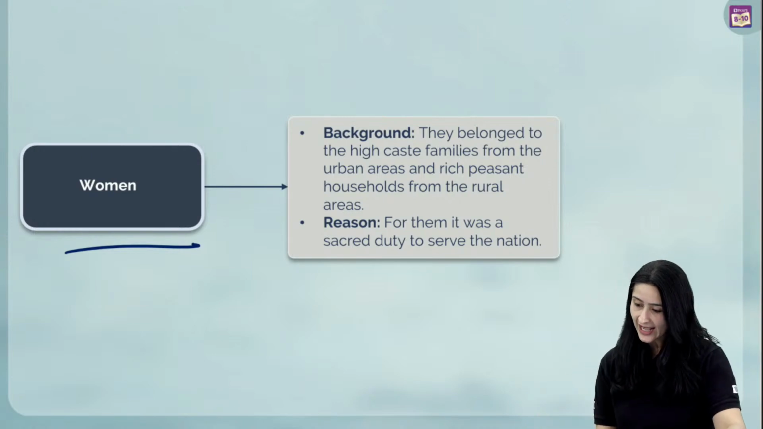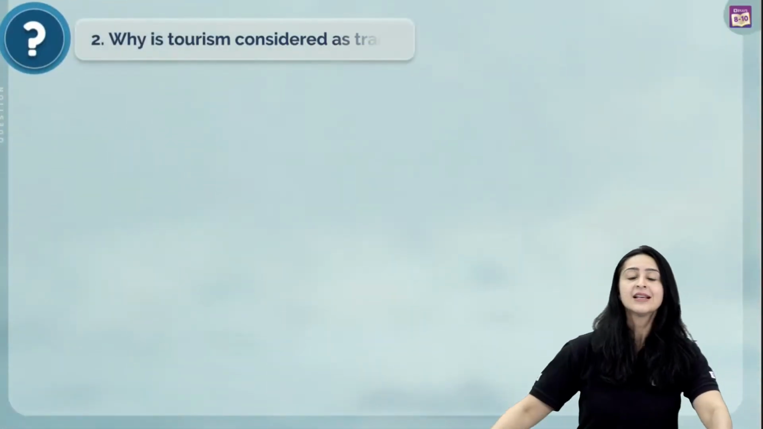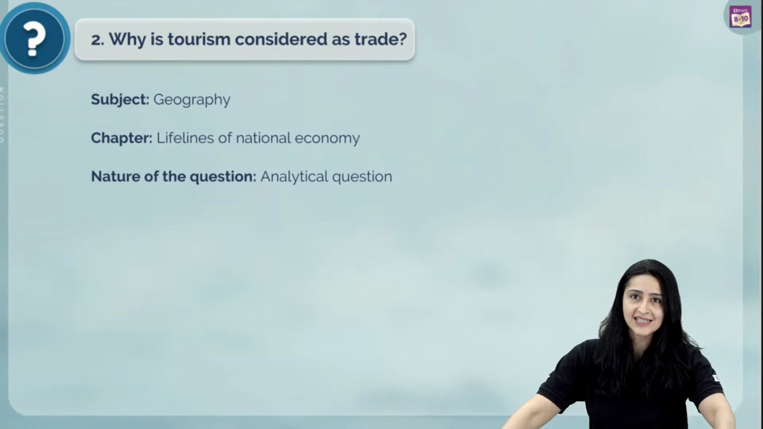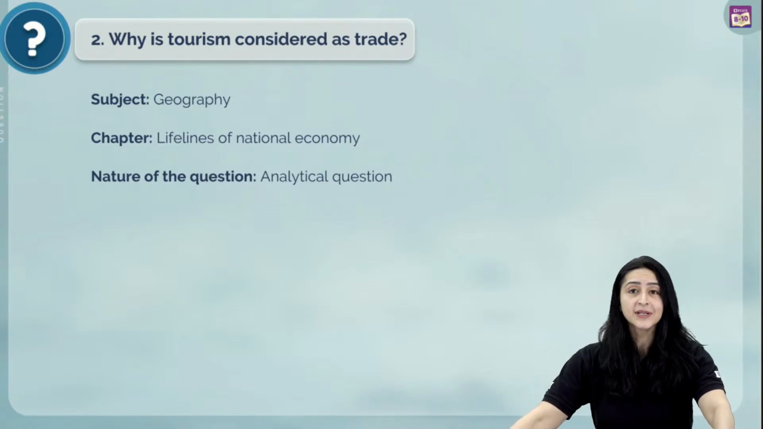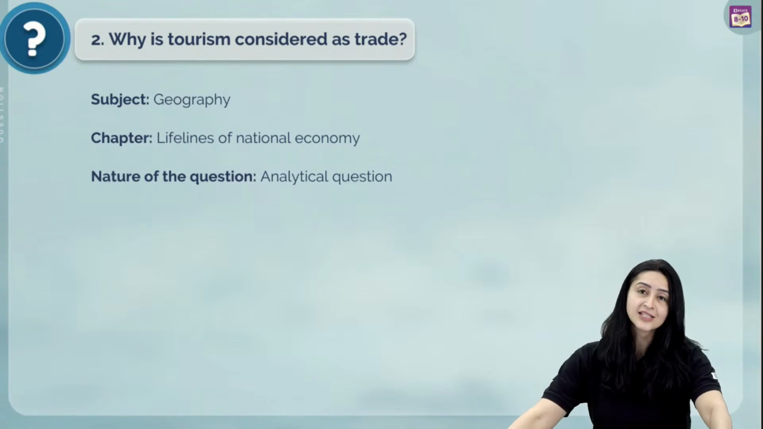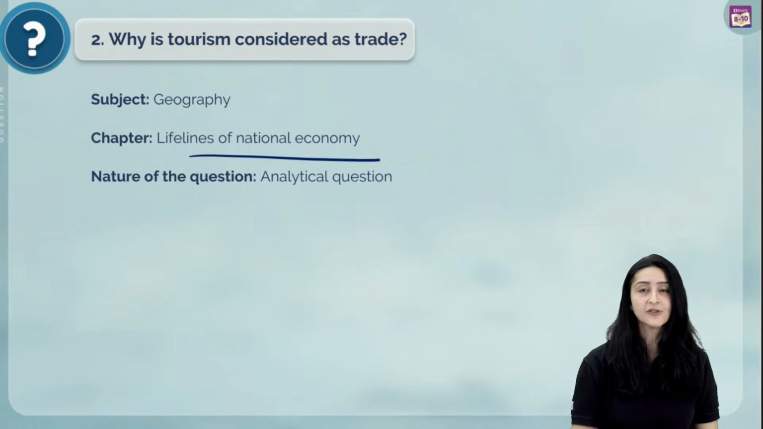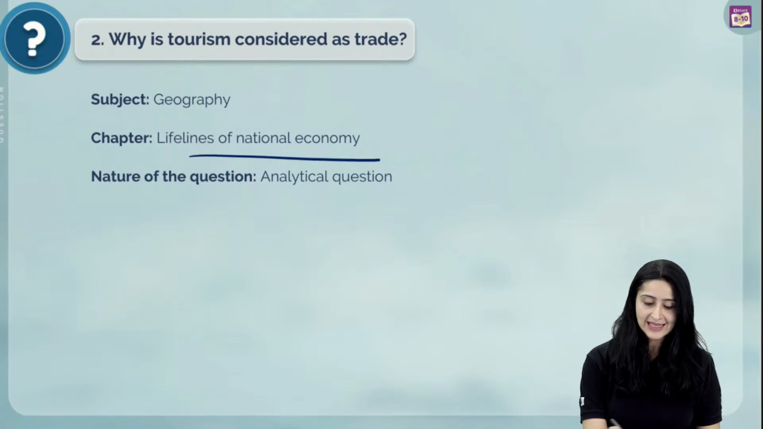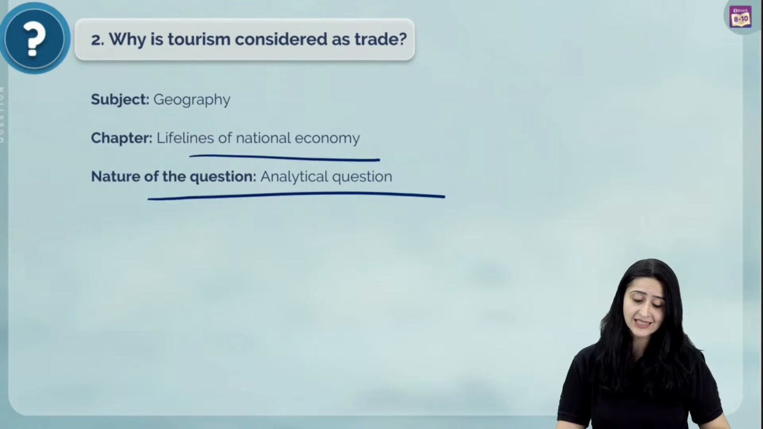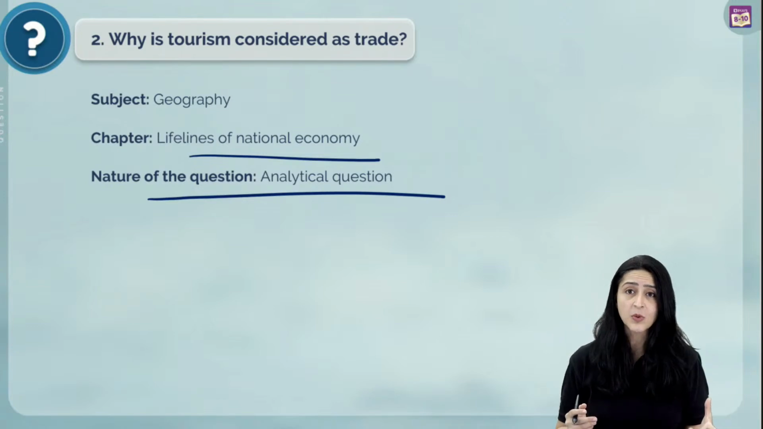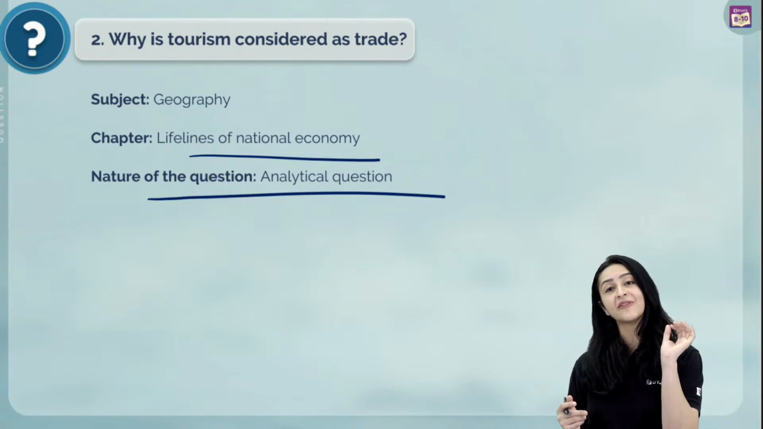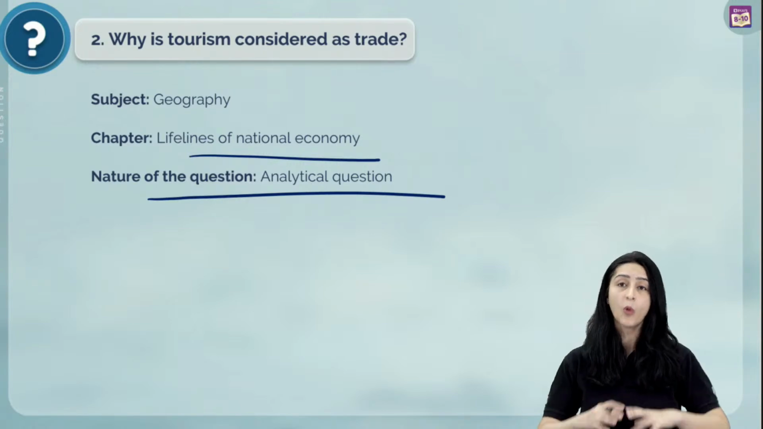All right, let's move on to our second question in the CBSE sample paper. This question says, why is tourism considered as trade? This is from geography, as we can see. This is from the chapter Lifelines of National Economy, and the nature of the question is an analytical question, which means that this is not a question that you will get directly in your textbook.